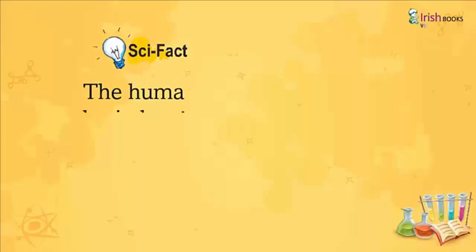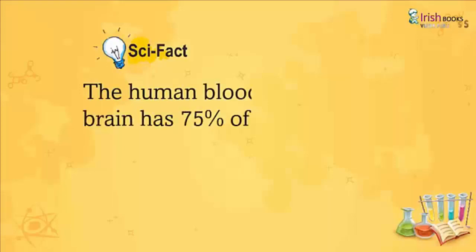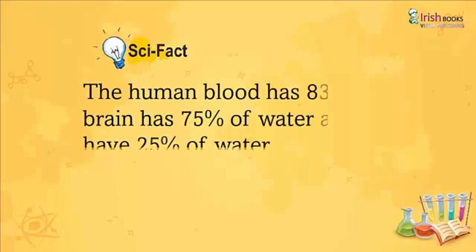Science fact. The human blood has 83% of water, brain has 75% of water, and bones have 25% of water.